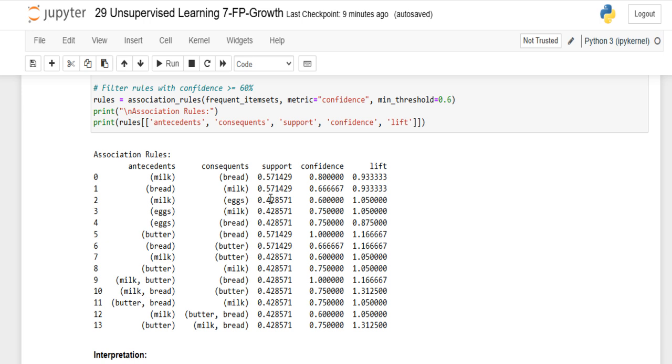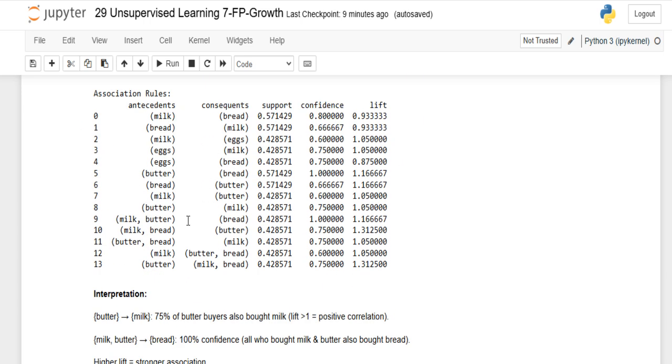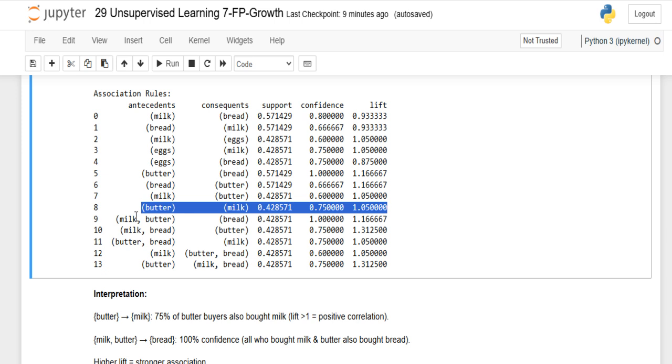All right. Looking at this, you can understand that butter to milk, we trace butter here, that is butter to milk, has a confidence of 75%. That means 75% of people who buy butter also buy milk. The lift is more than 1, which is a positive correlation. We have a lift of 1.05. Then we also have the reverse here, milk and butter.